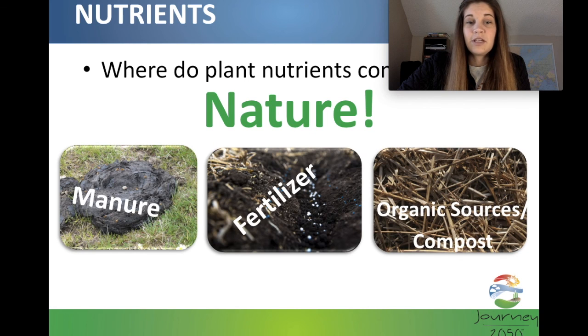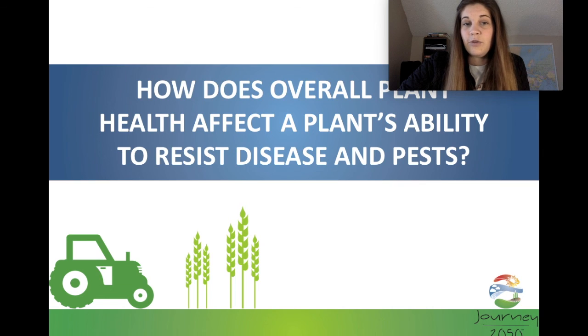Well, first of all, you have to look at where they come from. Most of our nutrients come from nature, so things like manure, fertilizer, organic sources, and compost. Those are the things that we need in order to put nutrients back into the soil. So, how does overall plant health affect a plant's ability to resist bugs and disease? Looking at what we need in order to put nutrients back into the soil so that it can keep our plants safe against whatever it may face.